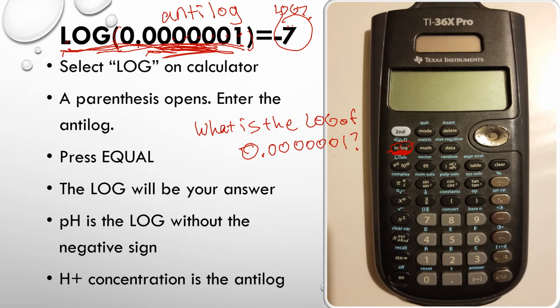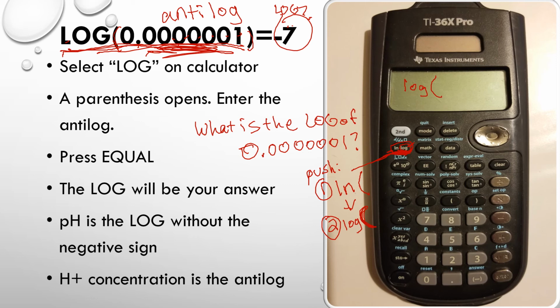But log is a second function on here. So what I do is I just push this button twice. If you push the button one time, the ln and parentheses will come up. If you push it a second time, the ln will change to log and a parentheses will open up. It would look like, if you push this button twice, it would say log and then parentheses would open.